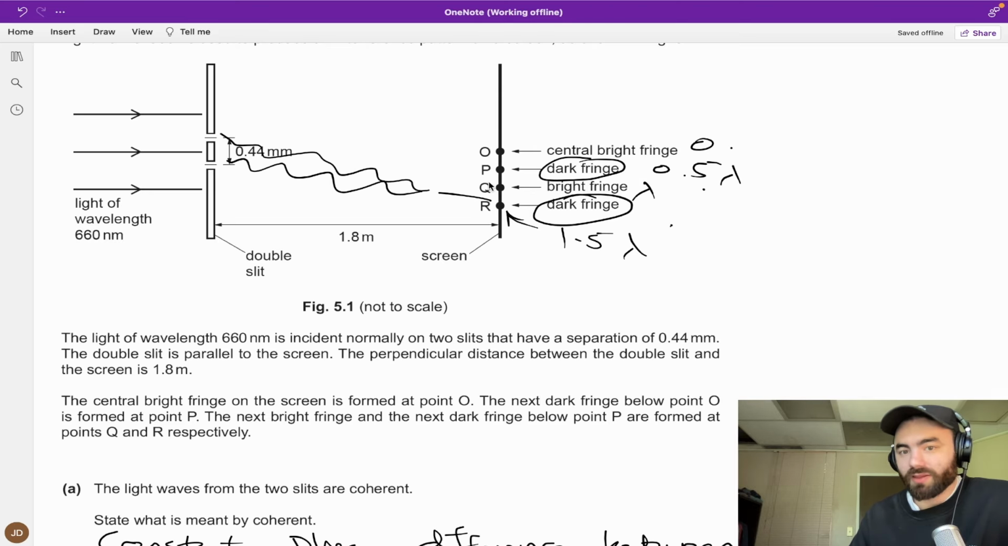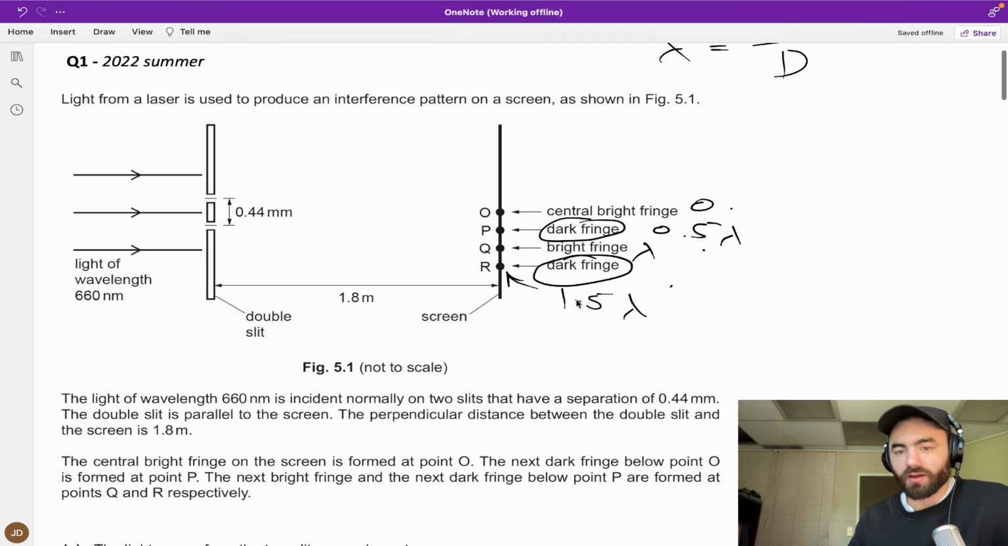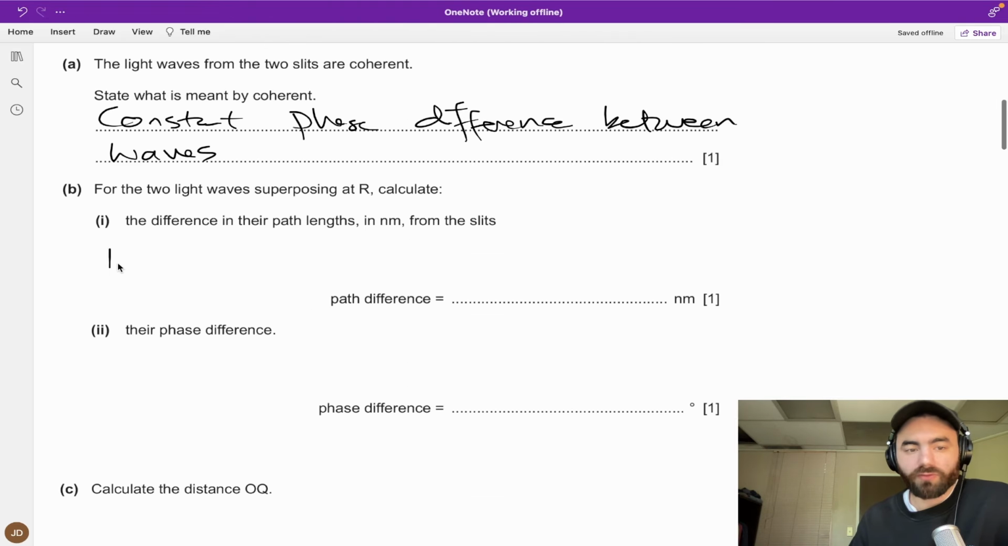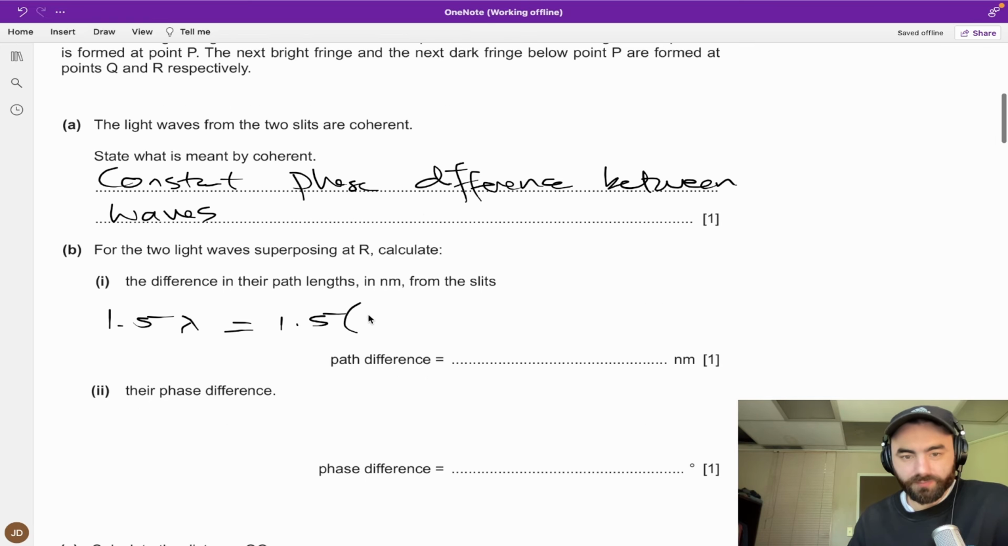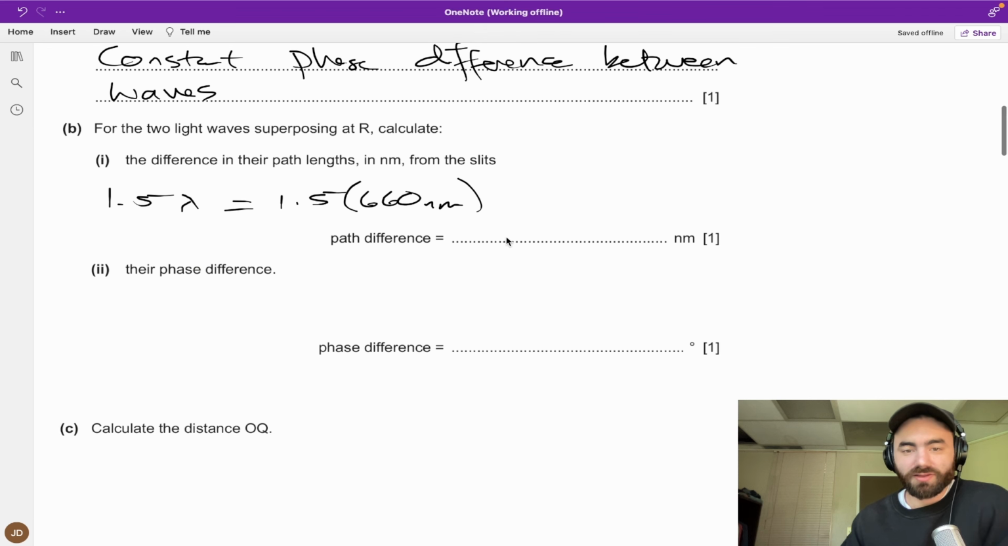Right? At this point here, they're perfectly destructively interfering, so therefore completely cancelling out. And that happens at half, 1.5, 2.5, these things. So this dark fringe is at 1.5 lambda. So the path difference between the waves is 1.5 lambda, which is 1.5 times whatever the wavelength is, which is 660 nanometers. That's going to be what? 990. Okay, so that's 990 nanometers.